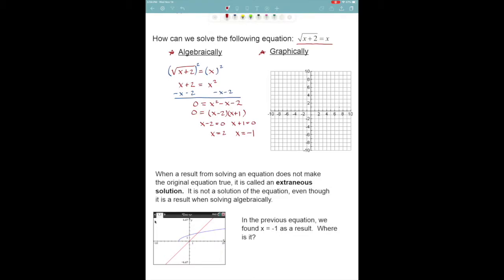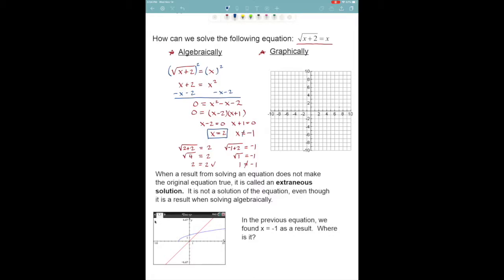We'll take our 2 and plug it back in. We've got the square root of 2 plus 2 should equal 2. Well, that would be the square root of 4 equals 2, and that seems to work. When we plug in the negative 1, we have the square root of negative 1 plus 2 equals negative 1. Well, negative 1 plus 2 is a positive 1, and the square root of 1 is just 1, so that doesn't work. If we're talking about what is our solution, we're looking at x equals 2.